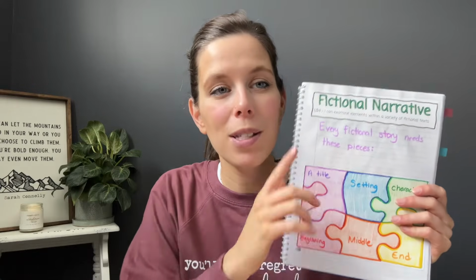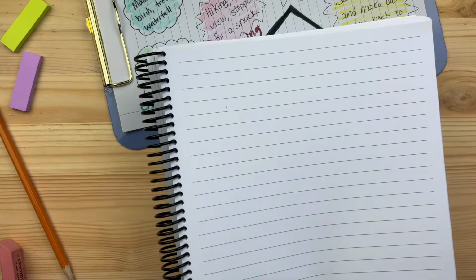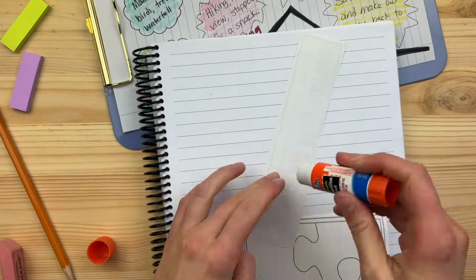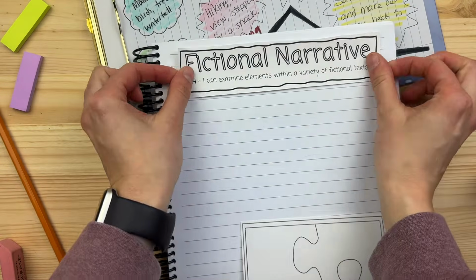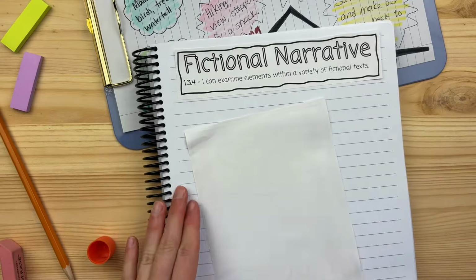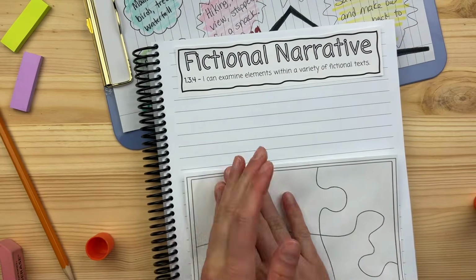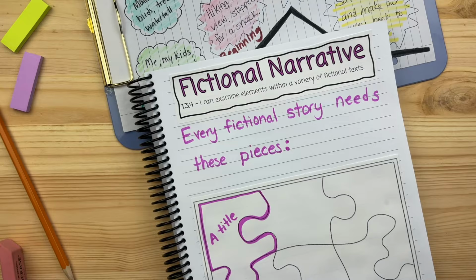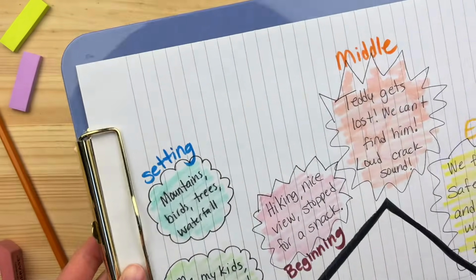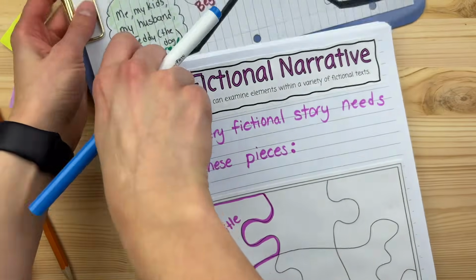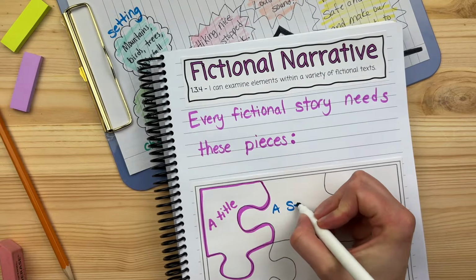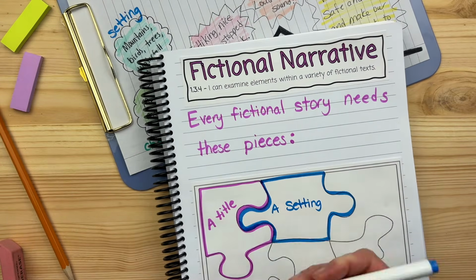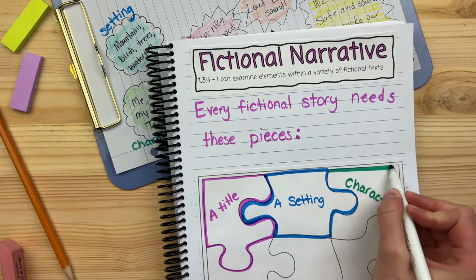So after we've defined everything, then we go back to our desks and I will get them to open up their notebooks and we'll glue this in and we'll say this is called a story or a fictional narrative. Fictional meaning I made it up. And then I will give them this puzzle piece and we'll fill it out and we'll say every good story needs a title. Every good story needs a setting, and so I'll refer back to my chart paper and I'll say, remember, we talked about the mountains here. Every good story has to have characters. You don't need a lot of characters to have a good story, so here we go.